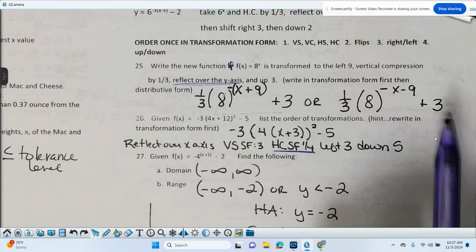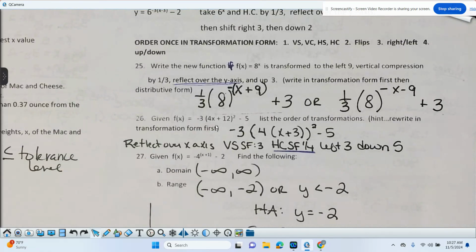Okay, they give you negative 3 times 4x plus 12 squared minus 5. List the order of transformations.